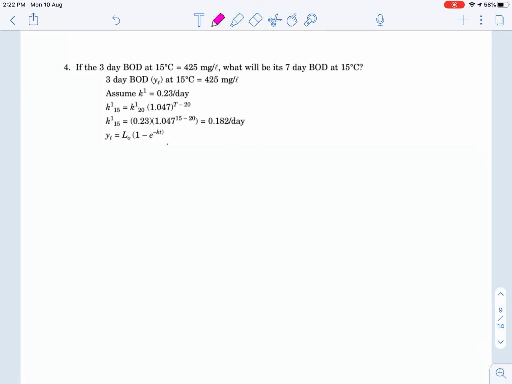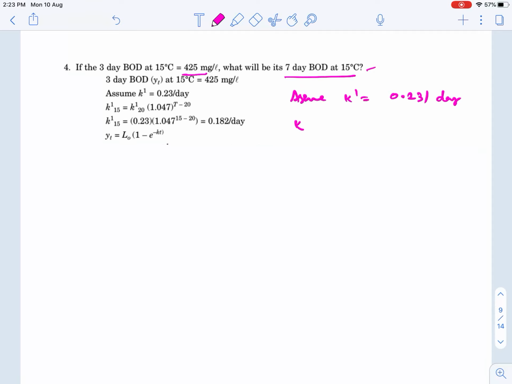Here is another problem. If the 3-day BOD at 15 degrees centigrade is 425 milligrams per liter, what will be its 7-day BOD at 15 degrees centigrade? So here at 15 degrees centigrade he has given the 3-day BOD, and you have to calculate the 7-day BOD at the same temperature. So when it is at different temperature, when it is not at 20 degrees centigrade, first thing you have to calculate the deoxygenation constant at that temperature. So assume K dash as 0.23 per day. I am using K dash.